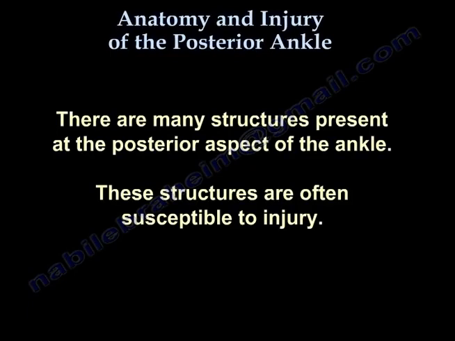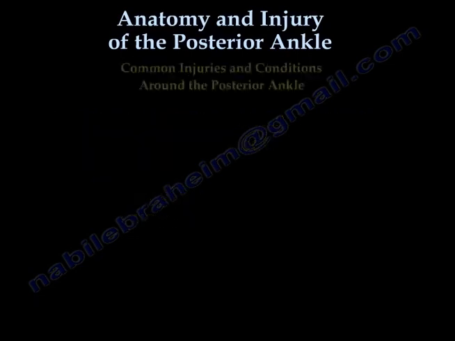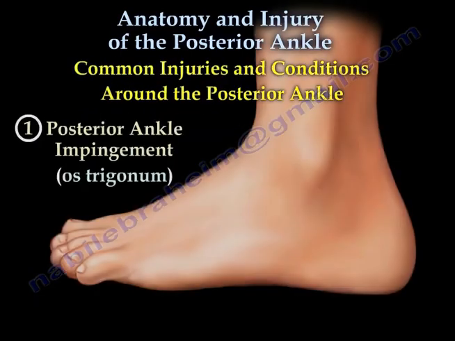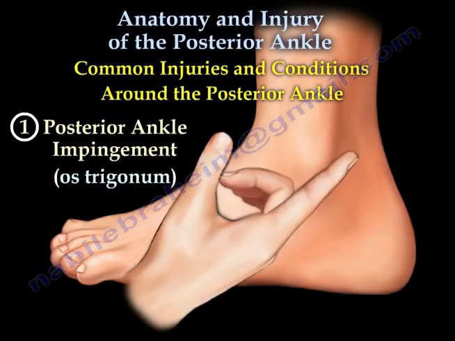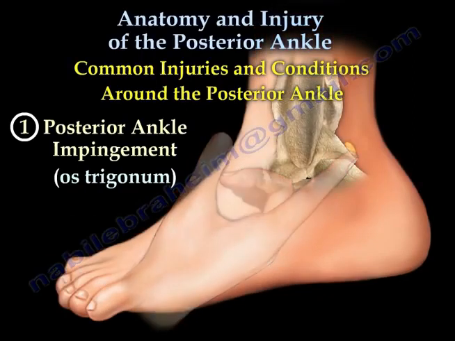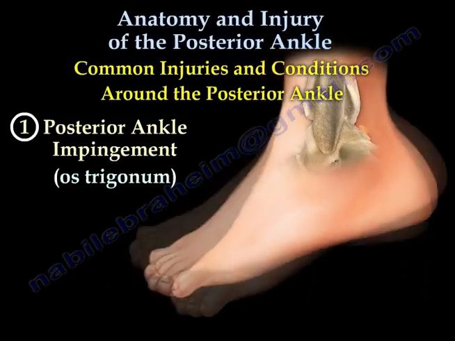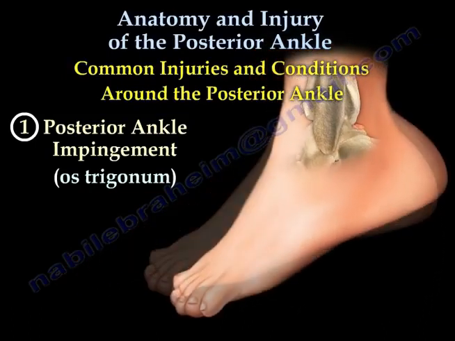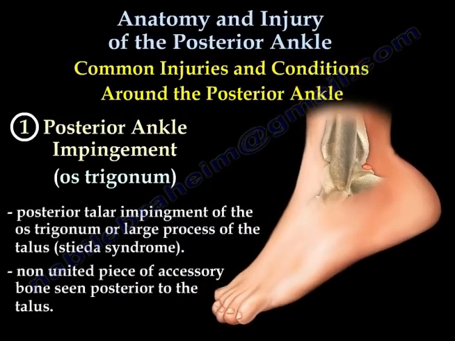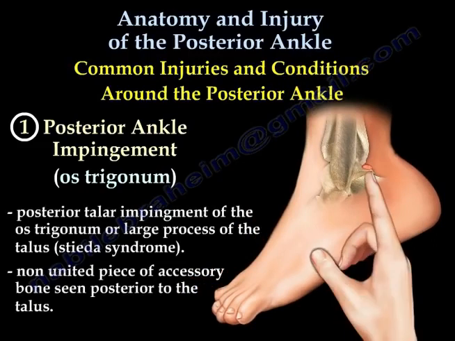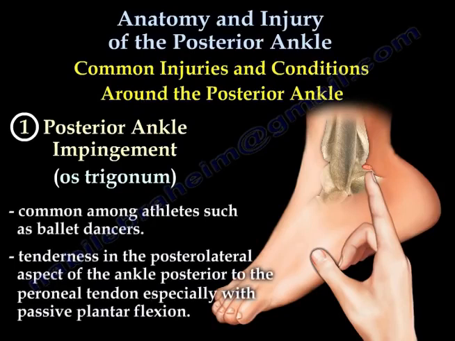These structures are often susceptible to injury. Common injuries and conditions around the posterior ankle. The first type is posterior ankle impingement, os trigonum. Posterior talar impingement of the os trigonum or large process of the talus, a non-united piece of accessory bone seen posterior to the talus. This condition is common among athletes such as ballet dancers.